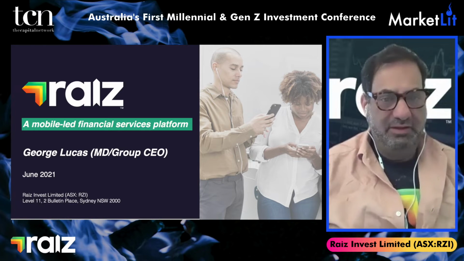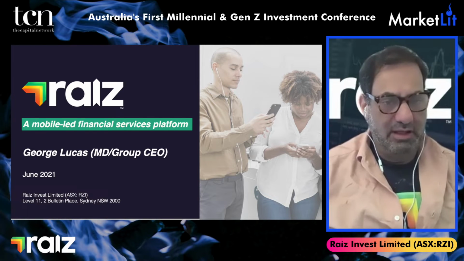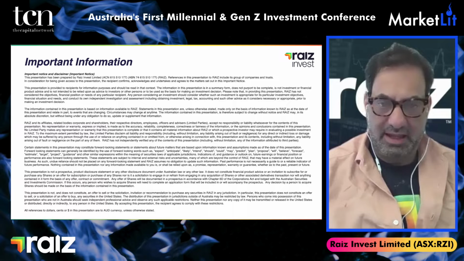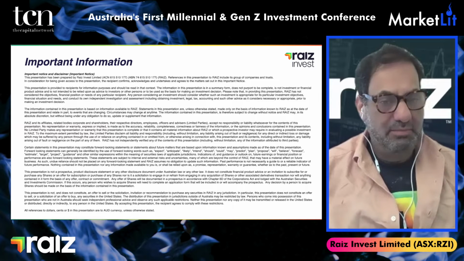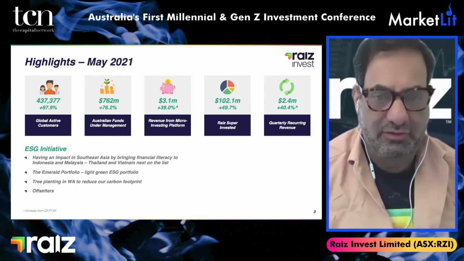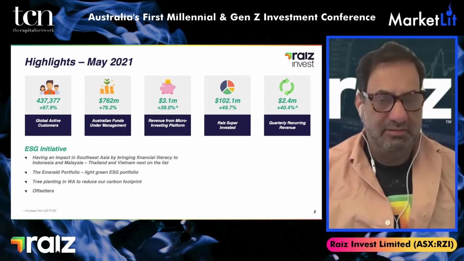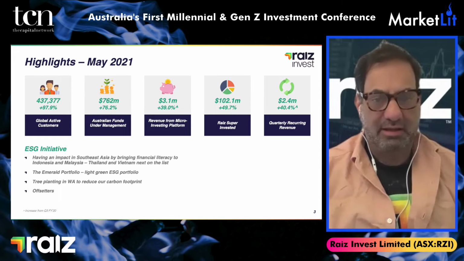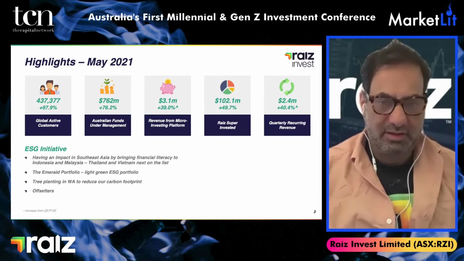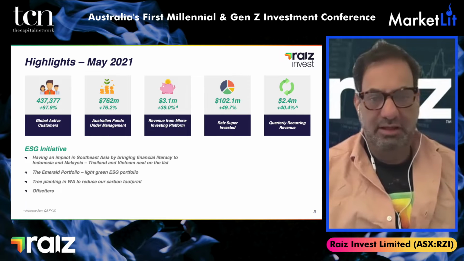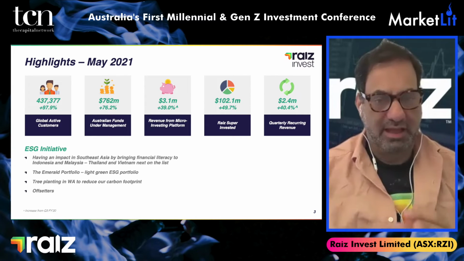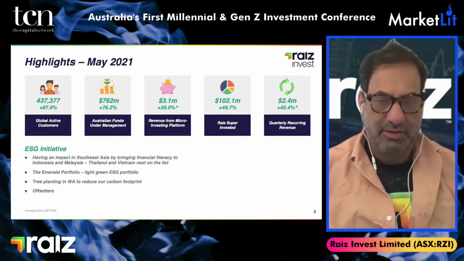Thanks for having me. Raiz is a micro investing app which got listed on the ASX in 2018, but we actually launched in Australia in 2016. And what I mean by a micro investing app is that you can be fully invested in the market for as little as $5. For $5, you can get exposure to equities, bonds, cash, and be fully exposed in the market.